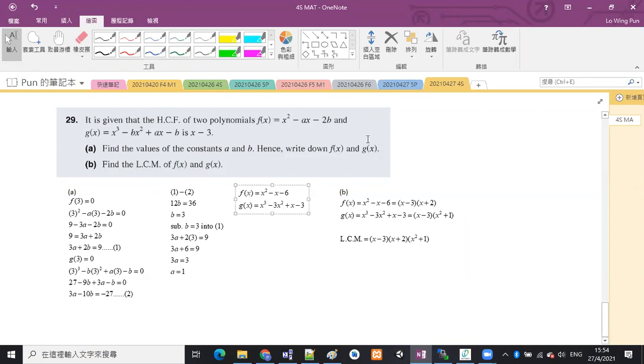So let's continue to talk about the remaining questions in supplementary exercise 9 tomorrow. Okay. So if there is no more question, this is the end of this lesson and you may leave now. Goodbye.